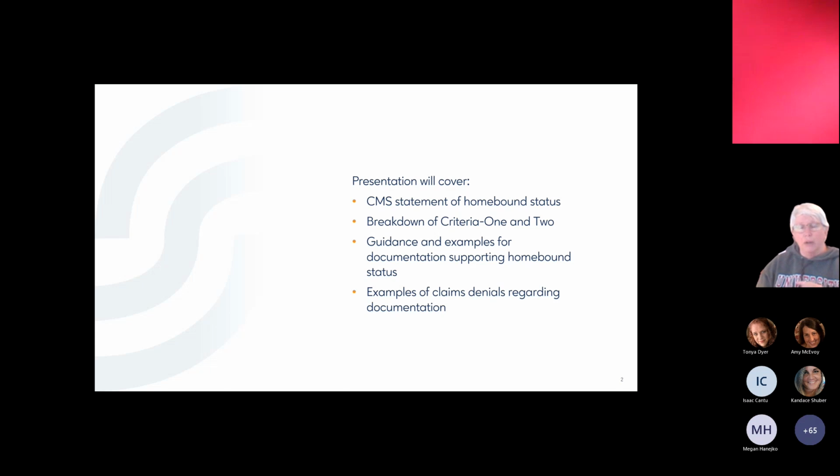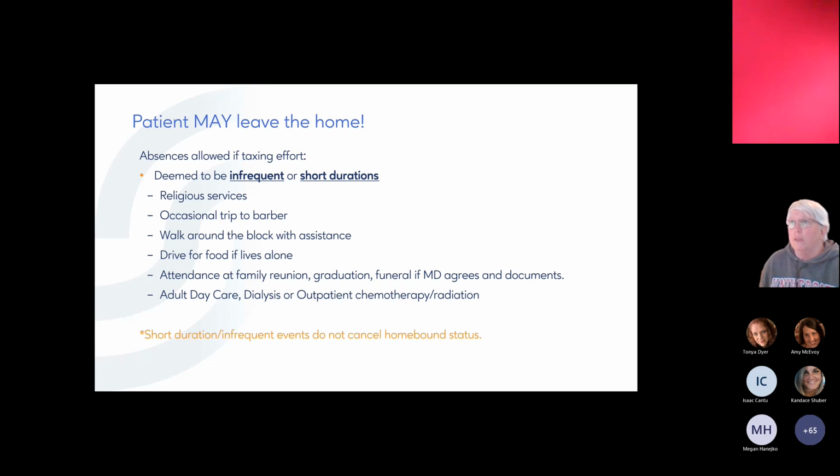We're going to look at the criteria 1 and 2 for this, your guidance and your examples for documentation surrounding homebound status. What we would like to see coming from the clinicians will also be covered. And we'll also look at just an example or 2 of claims denials regarding documentation, which is actually one of the top 5 reasons why charts are denied, because of documentation surrounding homebound status.